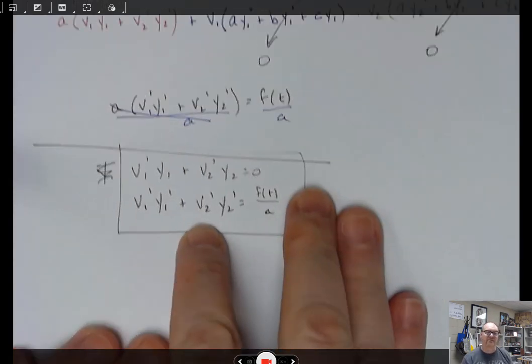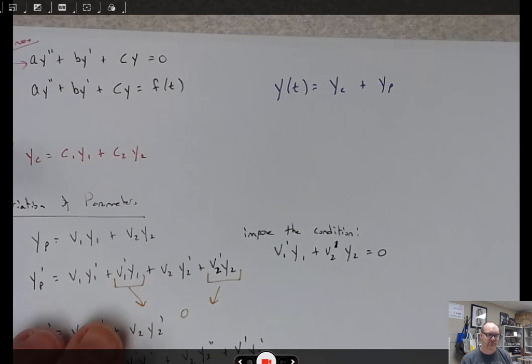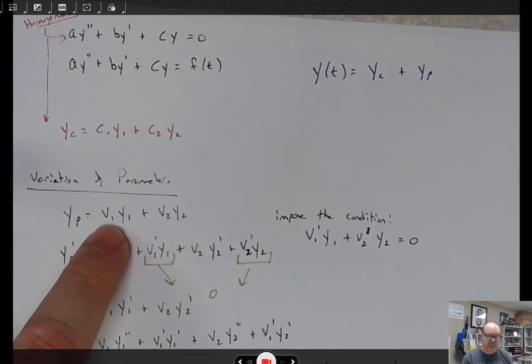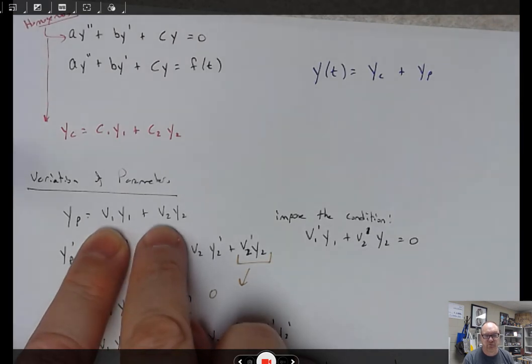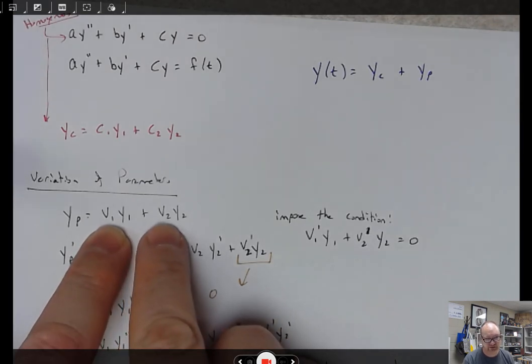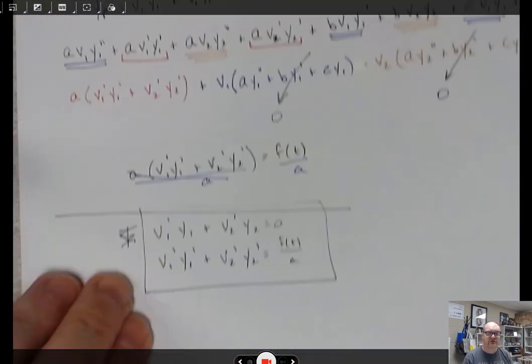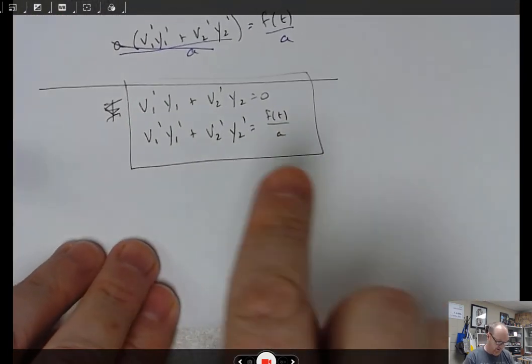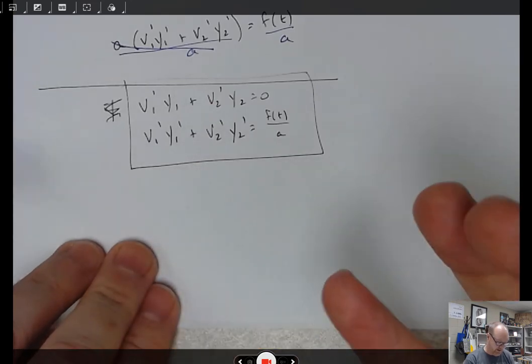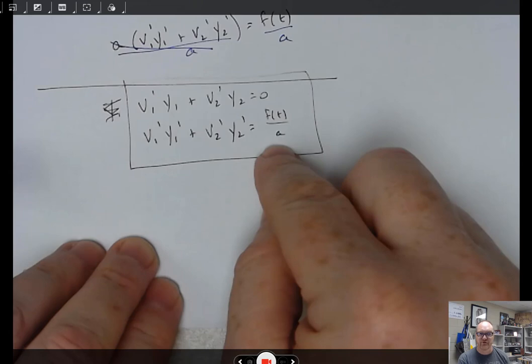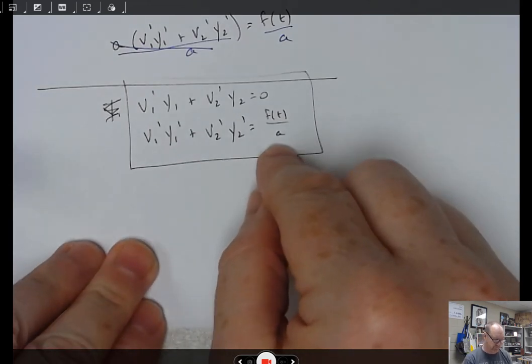Keep in mind my particular solution, and a lot of students forget to do this, is in terms of v1 and v2. So we'll need to do some integration there, and that catches a couple of students from time to time. So these are my equations. y1 and y2 come from the characteristic equation. F comes from whatever it's equal to. A comes from whatever number is sitting in front of y double prime.